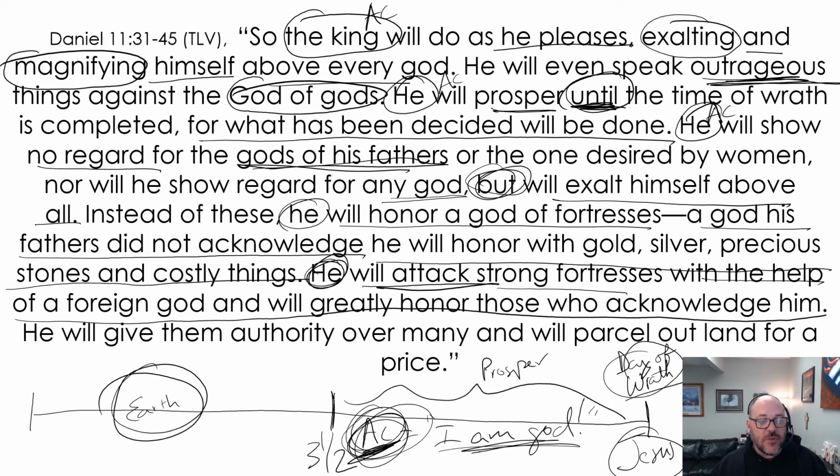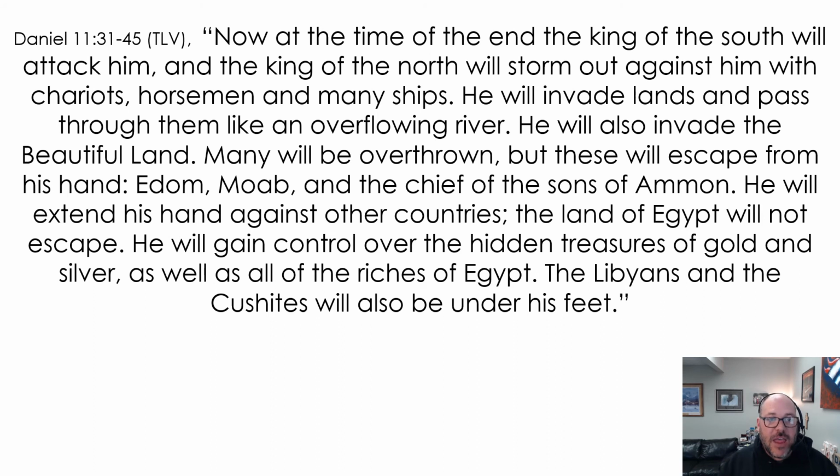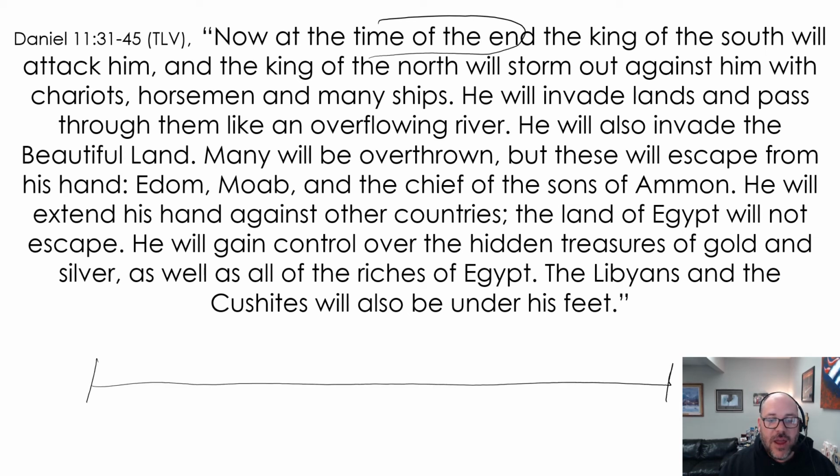Just a couple more verses, and we'll wrap this up. Now, at the time of the end, so now we're approaching the time of the end in the book of Daniel. So the timeline, if we pick it up here in the 3.5 years where he does this abomination of desolation event, he sets himself up to be God. He says, I am God. He conquers.